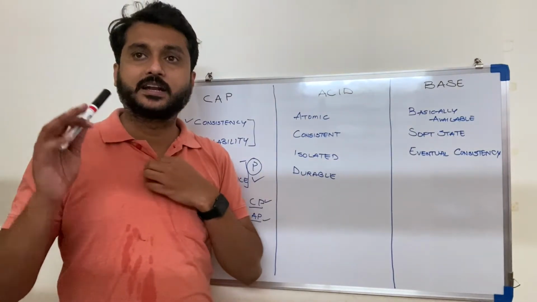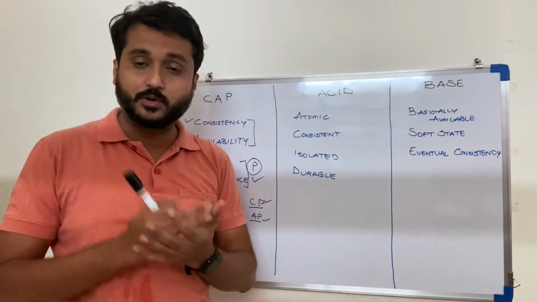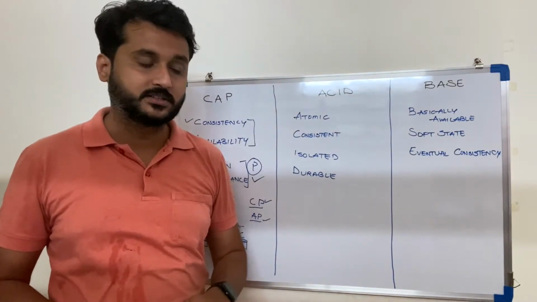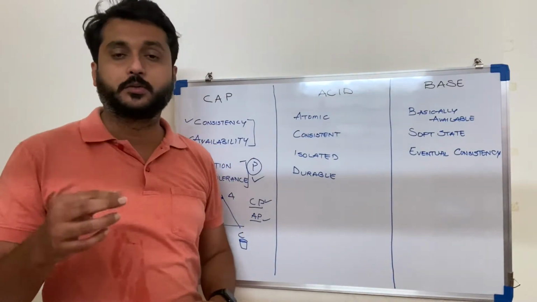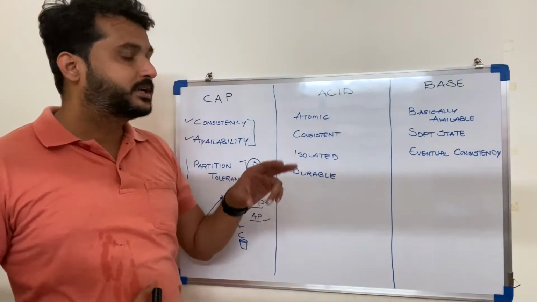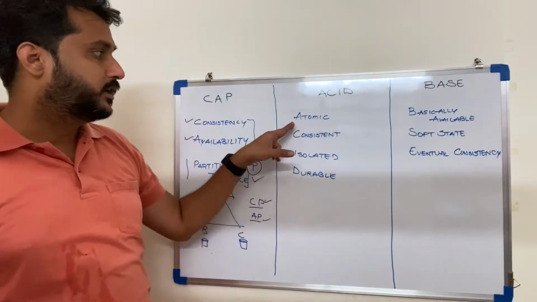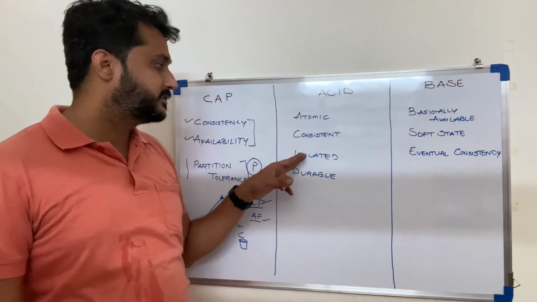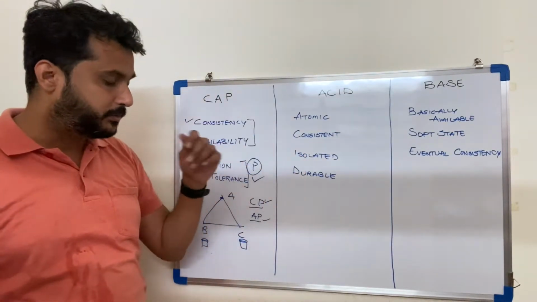In that case, we need to ensure that the database is highly consistent in terms of performance and availability, right? But that's driven by the four concepts, or the four points that we have here. First is atomic, then consistent, isolated, and durable. So what do we mean by atomic?